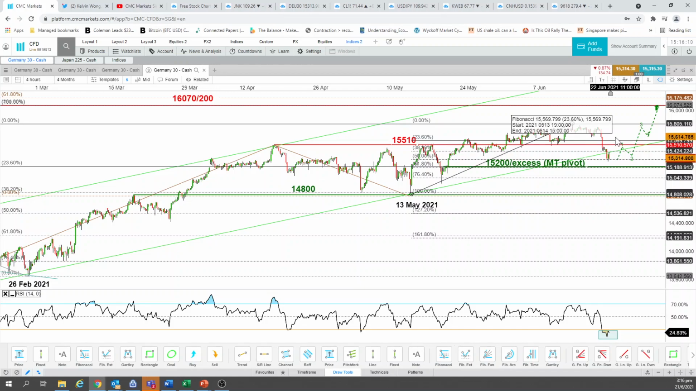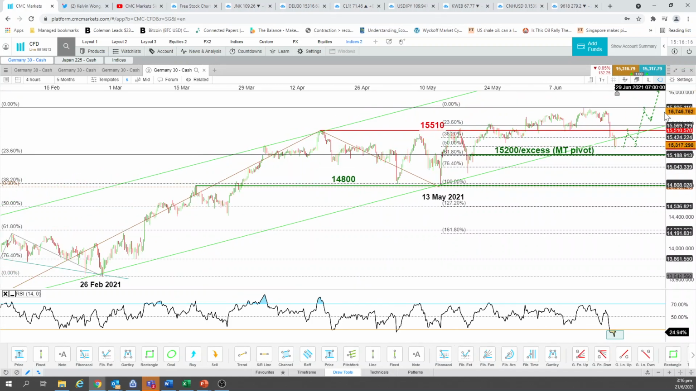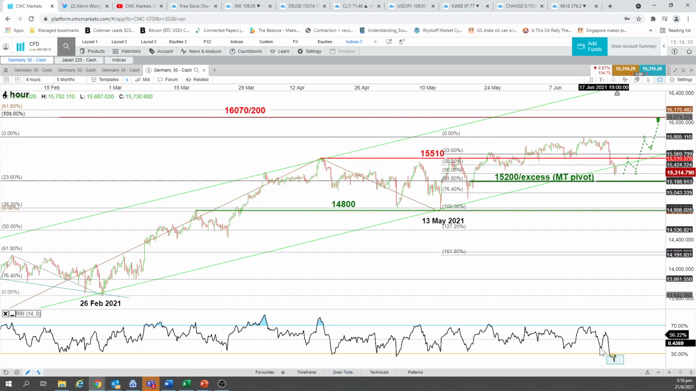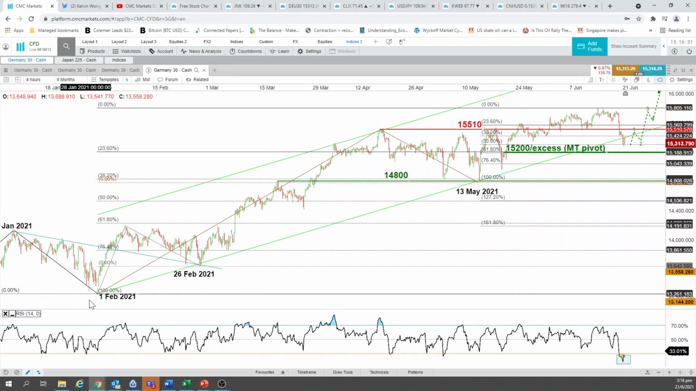to validate the start of a new impulsive up move to see a higher high and a potential fresh all-time high. So the next resistance to watch will be at 16,070 slash 16,200, which is defined by a confluence of Fibo expansion levels. And also, if you look at the RSI, the 4-hour RSI is also coming at the extreme oversold level as well. So this is the most oversold level since this minor uptrend started on 1st of Feb.